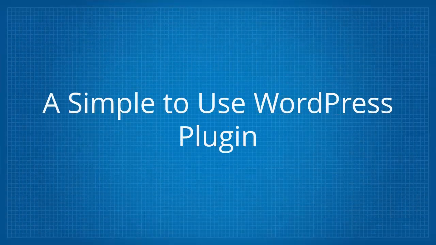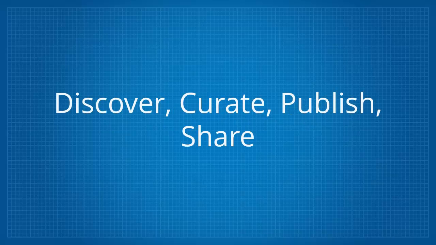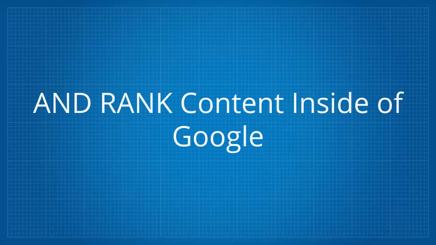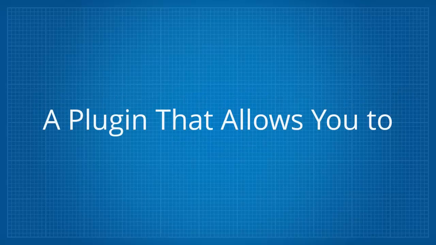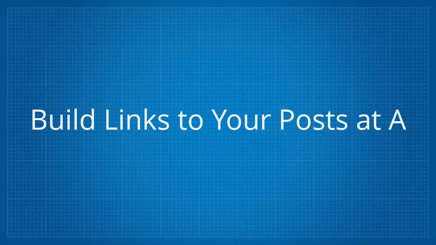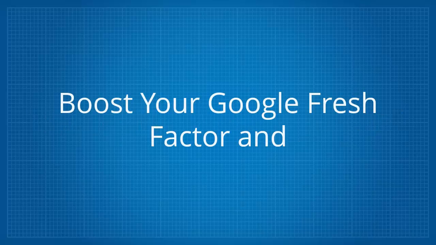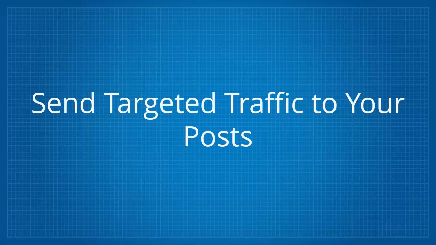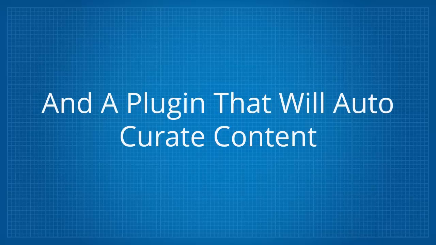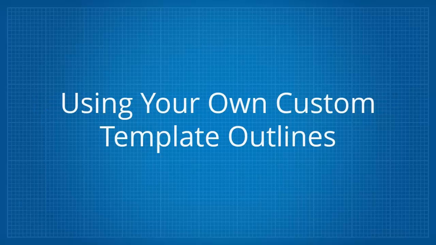A simple to use WordPress plugin that will allow you to discover, curate, publish, share and rank content inside of Google. A plugin that allows you to automatically update content and build links to your posts at a schedule of your choice. A plugin that is designed to boost your Google Fresh factor and send targeted traffic to your posts. And a plugin that will auto-curate content to categories of your choice, fully customized using your own custom template outlines.